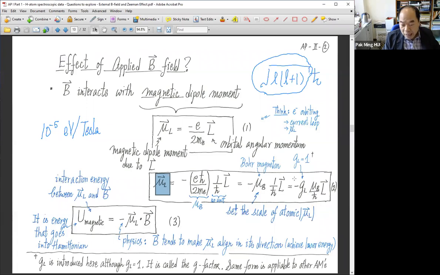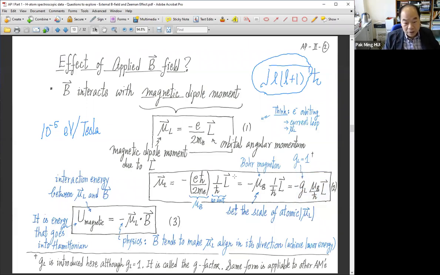Later on, we will see that the spin angular momentum will give you a spin magnetic dipole moment of the same form, only that this G becomes 2. That is the famous G equals 2 factor in quantum electrodynamics.